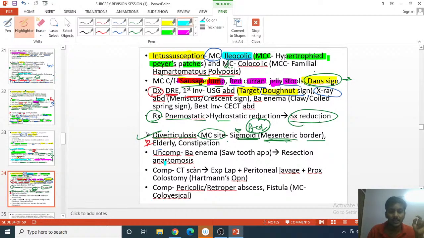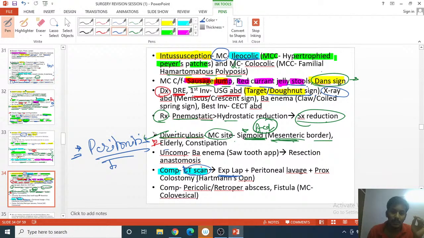Then what can be the complication? For complications you perform a CT scan. So if there are complications, you need to perform a CT scan first to assess, and then you perform an exploratory laparotomy. So what are the normal complications of diverticulosis? There can be diverticulitis which can lead to abscess. Finally it can undergo rupture and lead to peritonitis. So to assess peritonitis you need to perform a CT scan, and then you perform an exploratory laparotomy and a peritoneal lavage, plus a proximal colostomy is done.